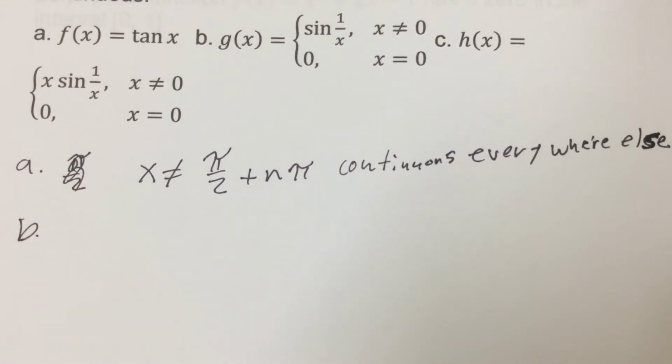For B, we're looking at a piecewise function. Obviously we don't want x to equal 0, because 1 over 0 is bad. Otherwise, sine is continuous everywhere else. However, our piecewise function says when x does equal 0, we're just going to get a 0. We're going to switch there, and that fills that in, making it continuous everywhere.